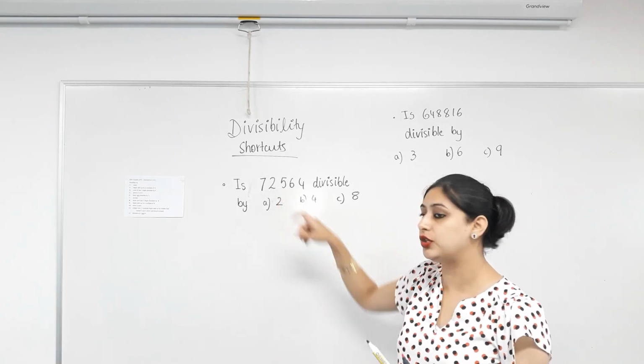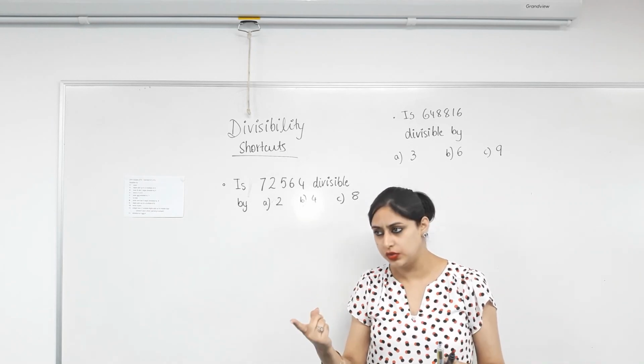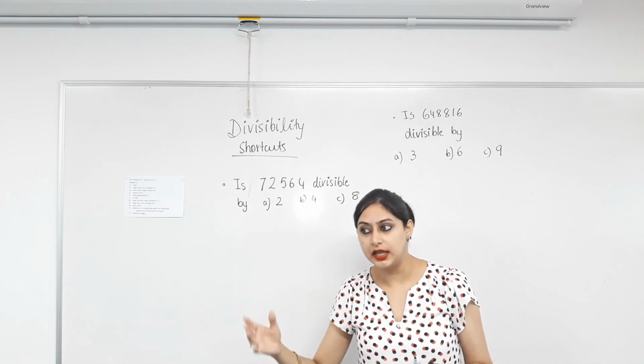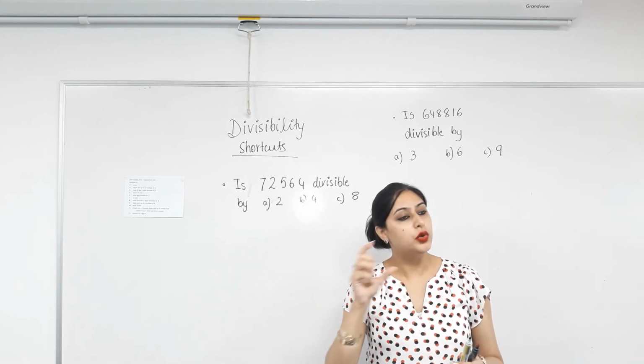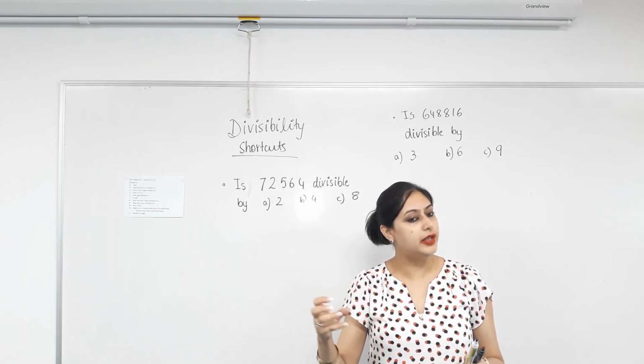72,564 divisible by 2? If we look at the multiples of 2, what's the first multiple of 2? 2. What's the next one? 4, 6, 8, 10, 12, 14. Don't they all end up with an even number? Won't groups of 2 always be even?